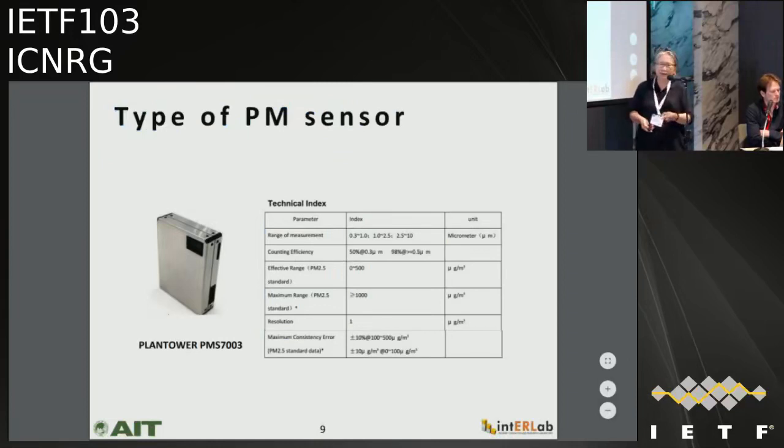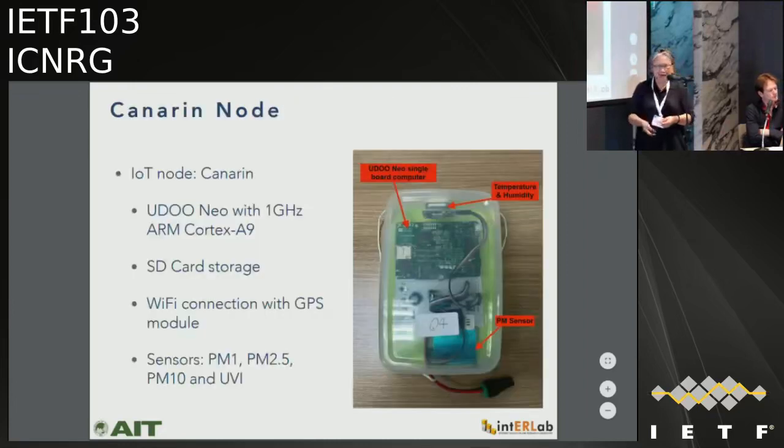This is the PM sensor that we used, the Plantower PMS 7003, I think the one that's commonly used. So this is our node. We worked with our colleagues at the University of Sorbonne, Macau, and several other universities. You may notice that we used Ubuntu Neo with 1 gig because we plan to run computation in each node, and we have an SD card to store readings.